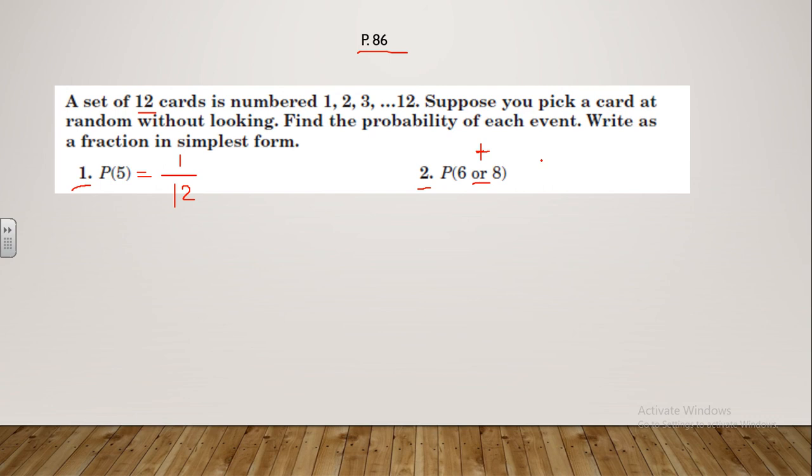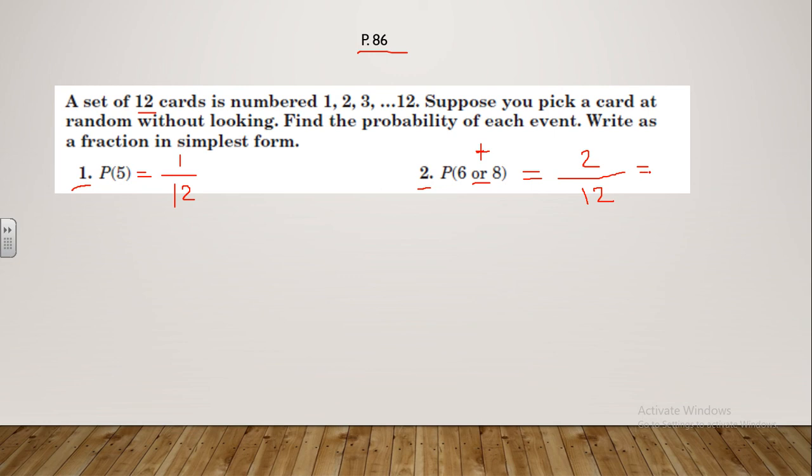He asks you the probability that you will get 6, or you could get 8. So maybe you will get 6 or maybe you will get 8. When you see "or," that means you will make plus. From 1 to 12, how many times can we see number 6? Only 1. And number 8? Only 1 too. So here we have 2 numbers. We will write 2 over the total, and that's 12. So that will be 2 over 12.